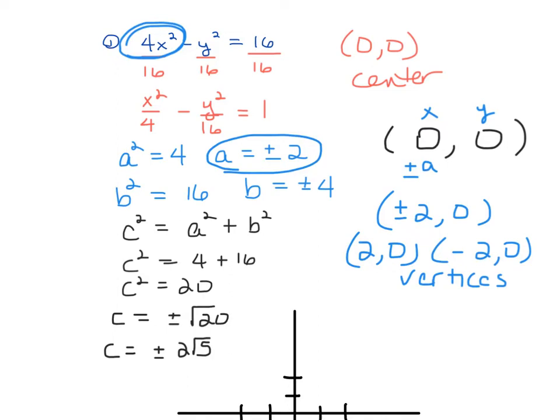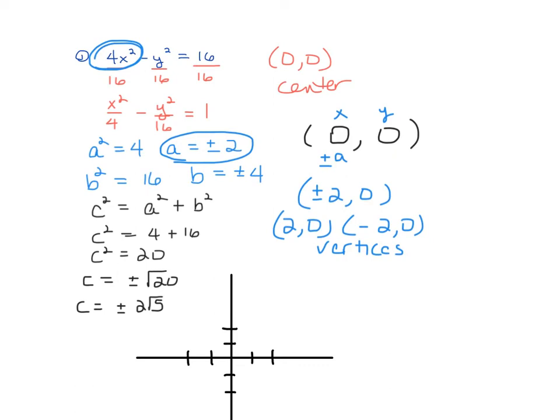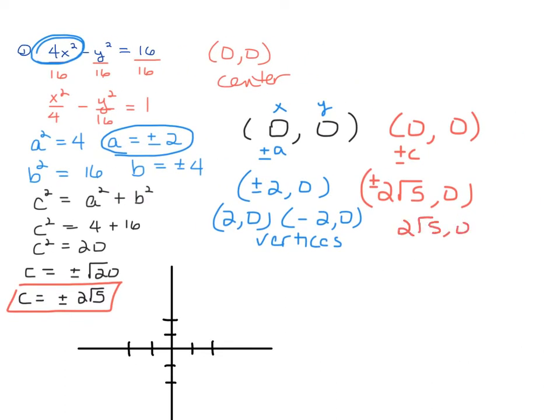The next thing I need to find are the focus points, or the foci. I'm going to do exactly the same thing. I'm going to use my center point, but now instead of adding and subtracting the a, I add and subtract the c. And again, it's being added and subtracted to the same coordinate, so I'm adding it to the x. So I'm going to end up with plus minus 2 root 5, 0. Again, if you want to pull them apart, you can. And these are the foci.